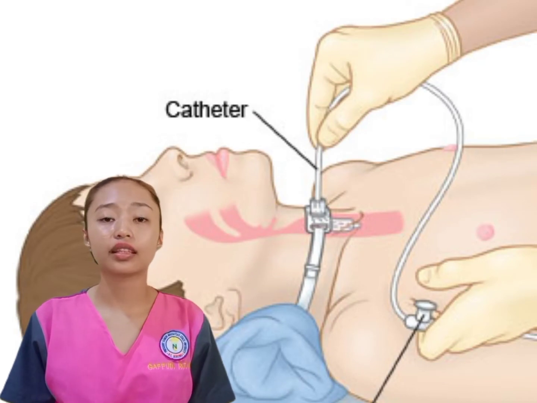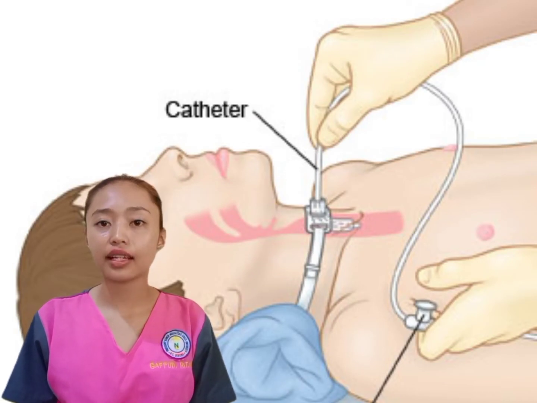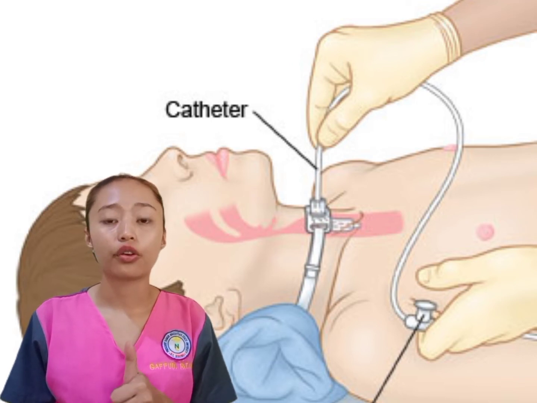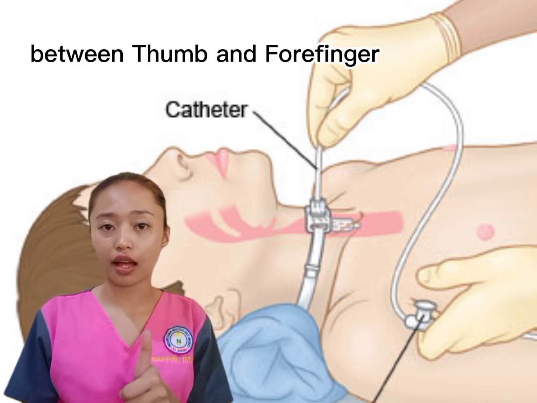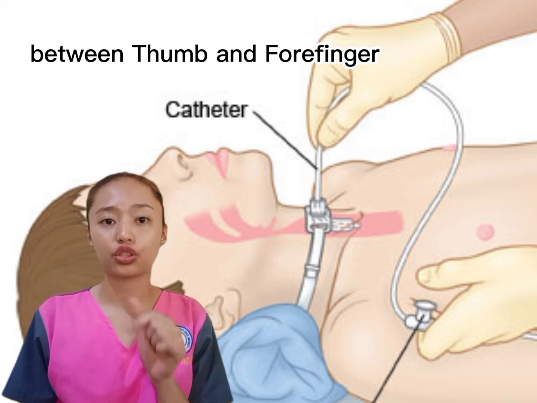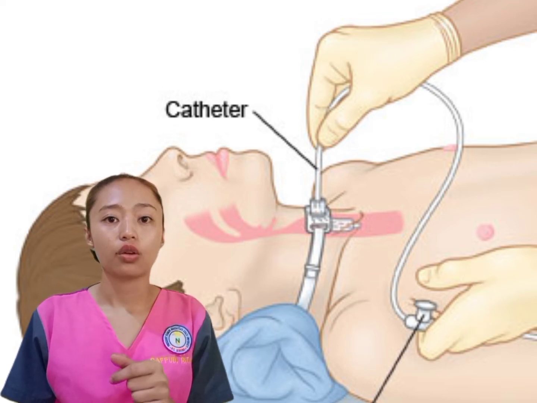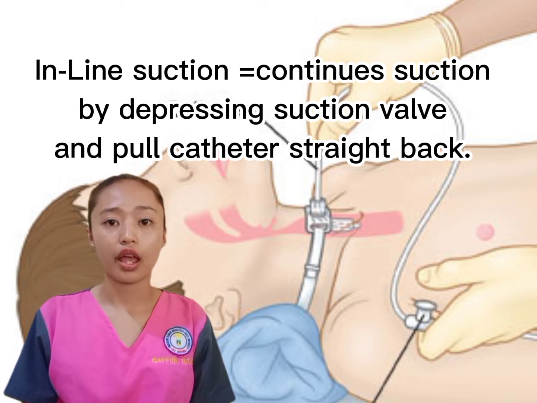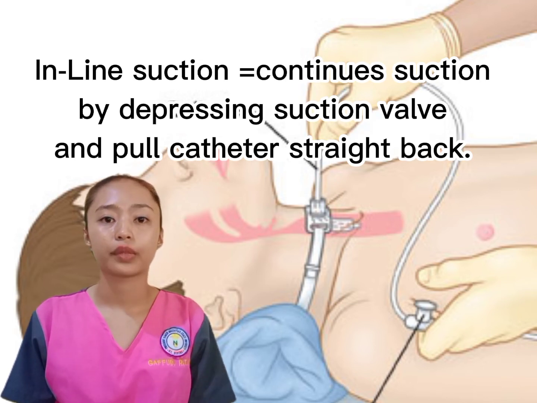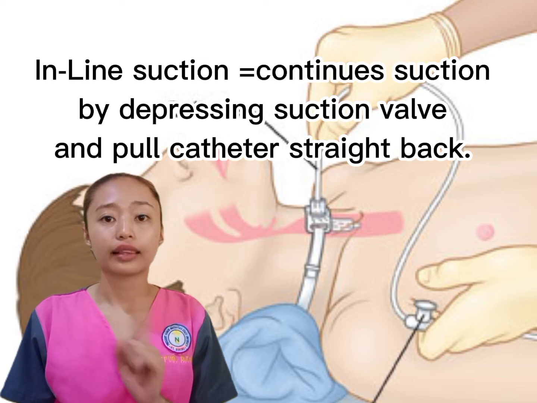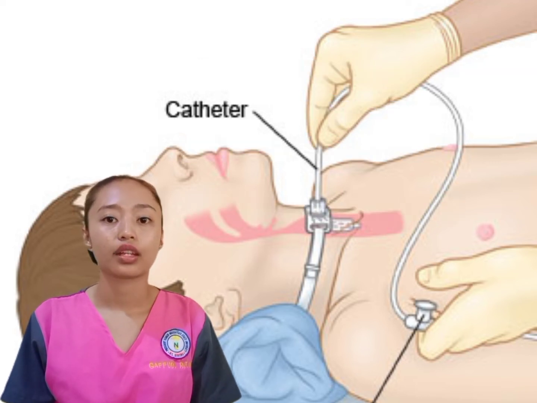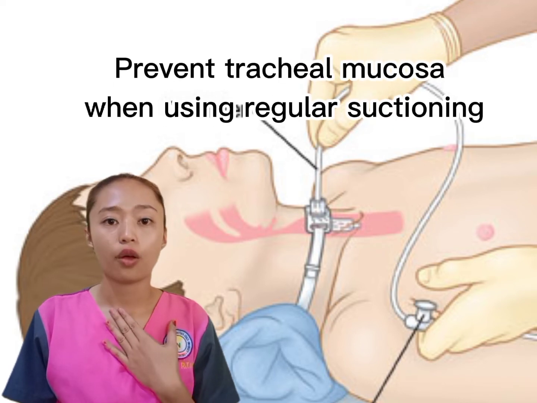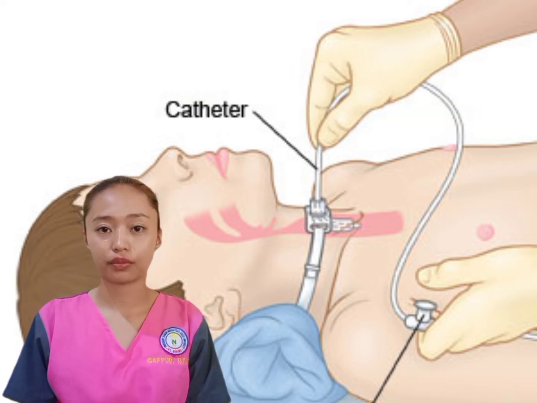Apply intermittent suction by covering the control vent of the catheter. Rotate the catheter between the dominant thumb and forefingers as you slowly withdraw the catheter. With inline suction, apply continuous suction by depressing the suction valve and pull the catheter straight back. Time should not exceed 10 to 15 seconds. Intermittent suction and catheter rotation prevent damage to the tracheal mucosa when using the regular suction method.